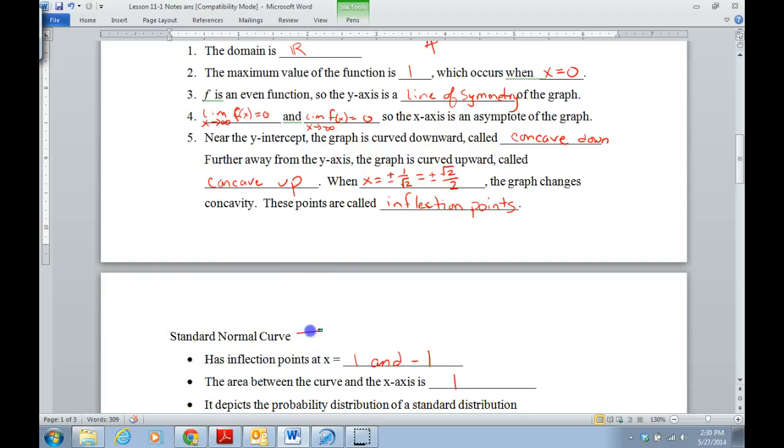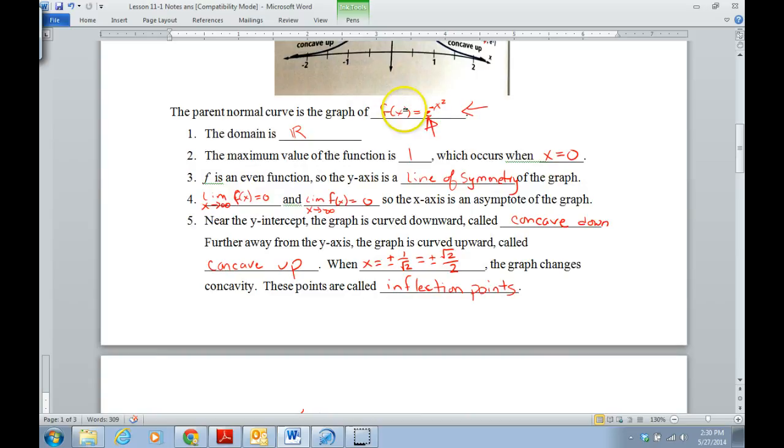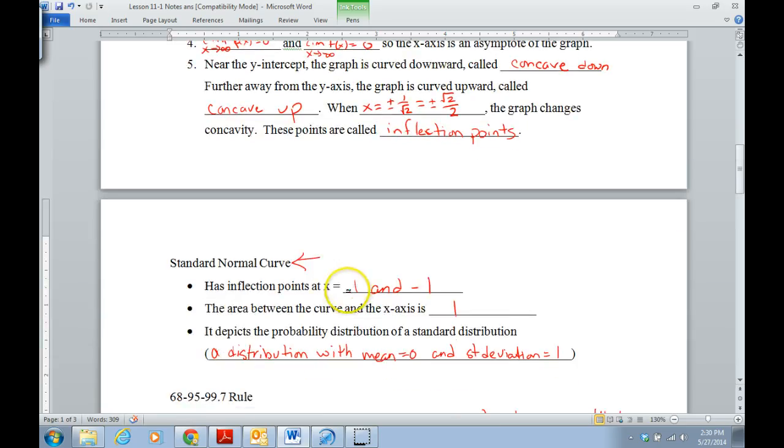But for a standard normal curve, that's not the parent function. The parent function, again, is this. That's not a standard normal curve. It's just a normal curve. For a standard normal curve, the inflection points are at 1 and negative 1. So we get rid of those ugly fractions with the square root. Okay? So that's what we're going to be using. We're going to be looking at the standard normal curve.